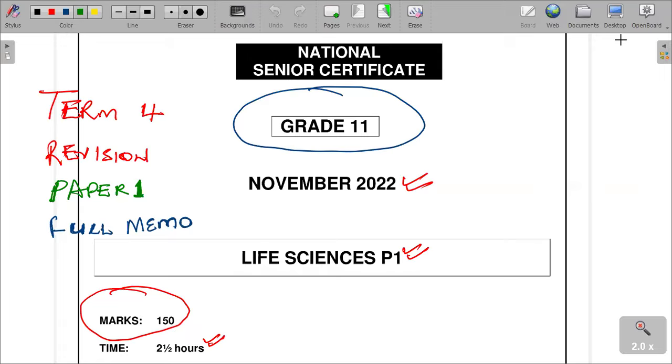Today's paper is 2022 November. It's a full paper that I'm going to run through with you, Paper one. I'm not going to waste any time. Let's quickly go through the paper and then we answer all the questions as quickly as possible. I'm going to try to make it quite short. So the instructions, I'm not going to go through them.